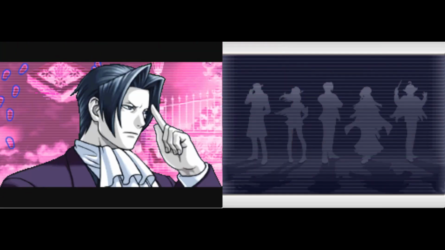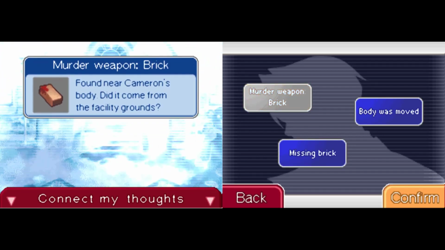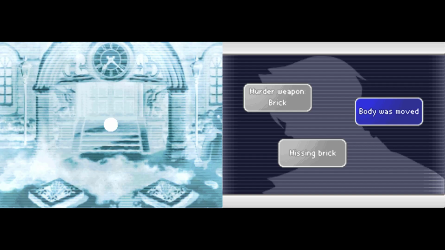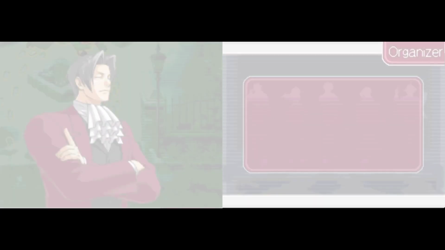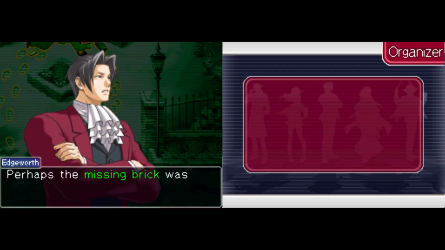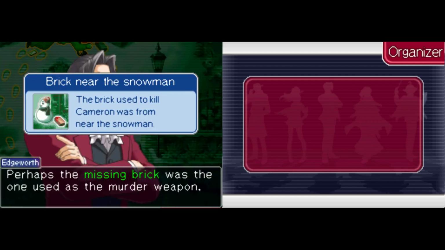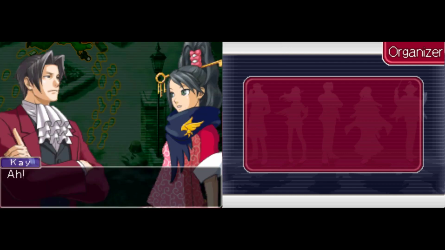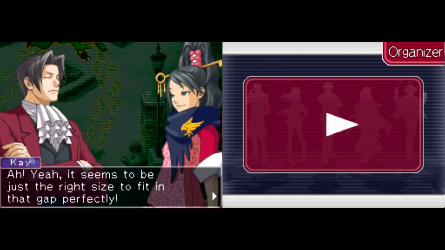No. I think we have some logic to connect. Now that we got that. Yeah. Perhaps the missing brick was the one used as the murder weapon. Nice. Ah, yeah, it seems to be just the right size to fit in that gap perfectly.